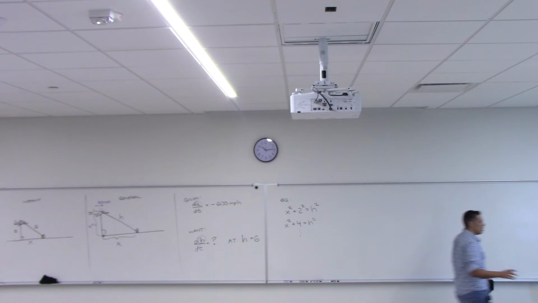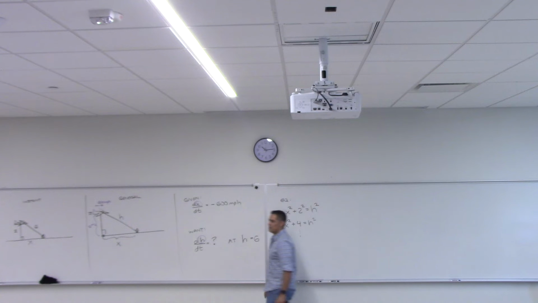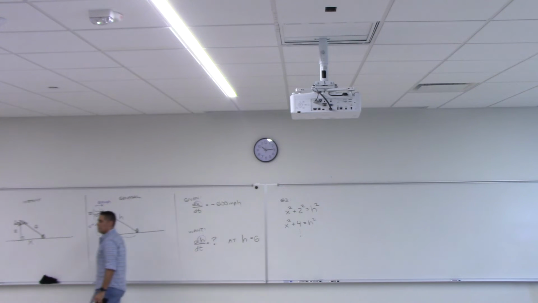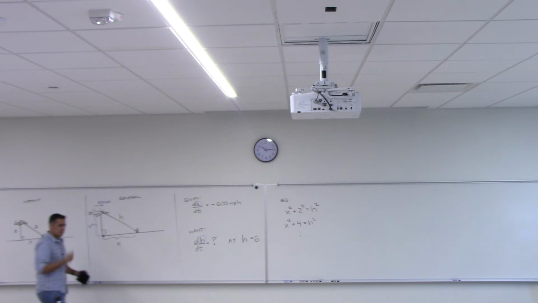It's almost the same problem, just a slightly different question. Okay, you ready? Same plane, same altitude, same speed, same radar station, same moment in time. But look at what I'm asking for. At the moment the plane is 6 miles from the radar station, not how fast is the distance between them changing, but how fast is the angle of the radar station tracking the plane changing?